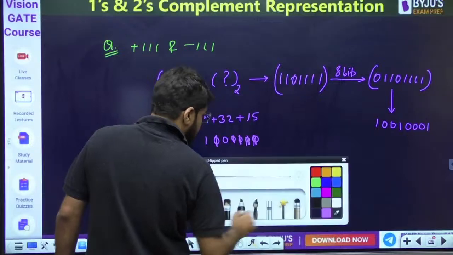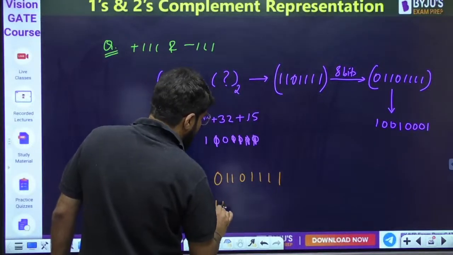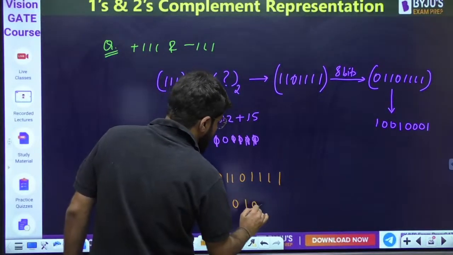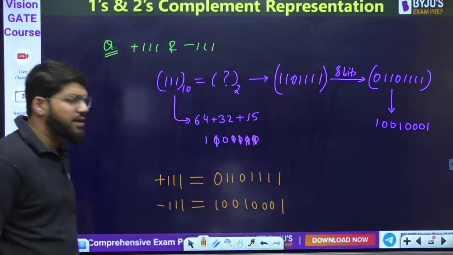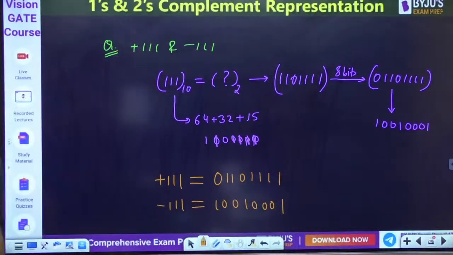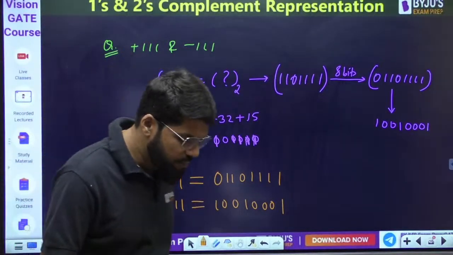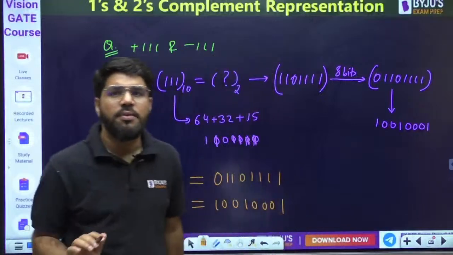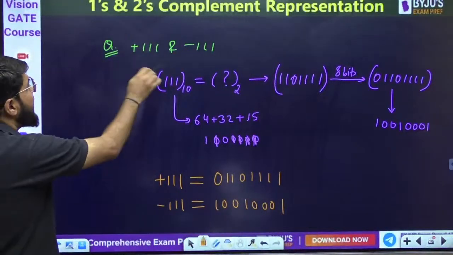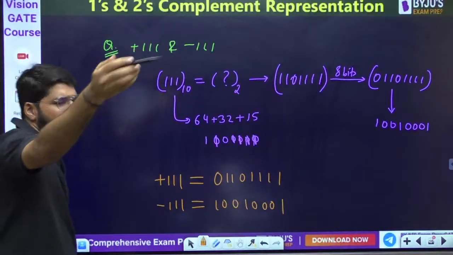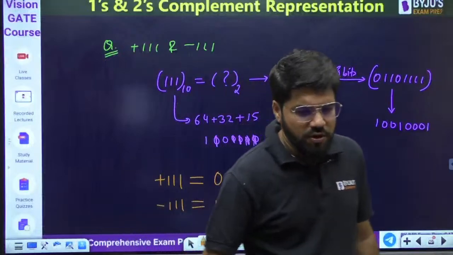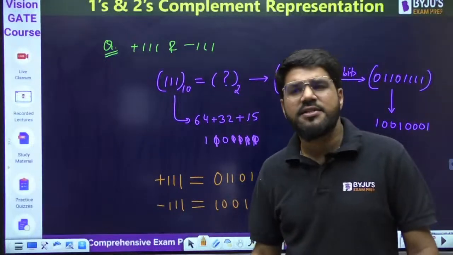Sorry. It is going to be 1, 0, 0, 1, 0, 0, 0, 1. That is the 2's complement. Okay, for a negative number, you will take the 2's complement. For a positive number, you just have to write down the binary form. Considering 8 bits. If the question is 8-bit, it will be specified. You know how many bits your machine is.